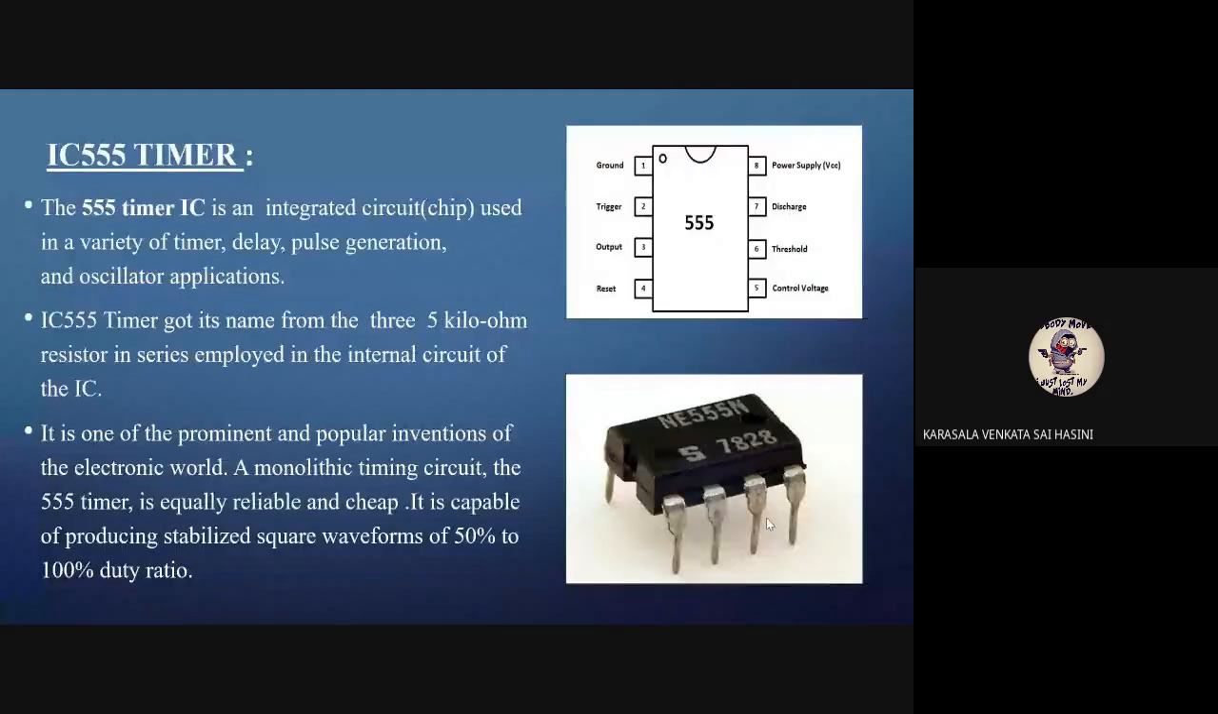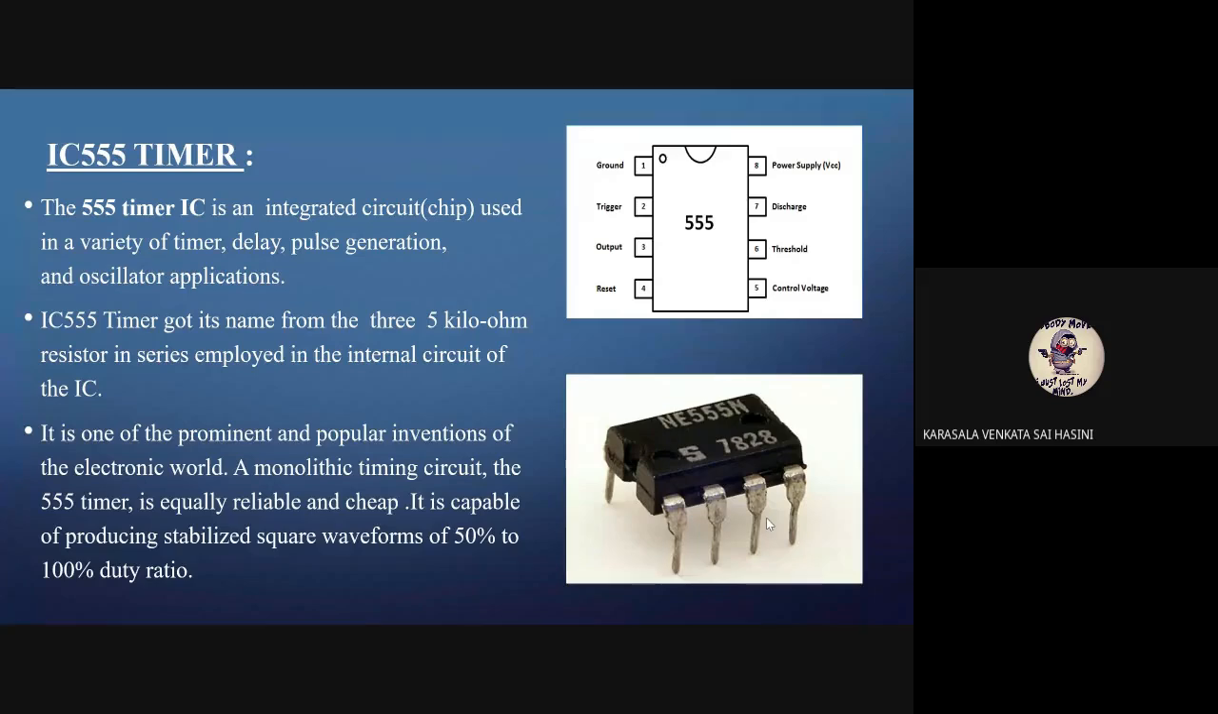Now we will see what is the IC555 timer. It is an integrated circuit which is used in a variety of timer, delay, and pulse generation applications. It is also used in oscillator applications. It got the name 555 because three 5 kilo ohm resistors in series are employed in the internal circuit of the IC. It operates from a wide range of power supplies ranging from plus 5 volts to plus 18 volts.